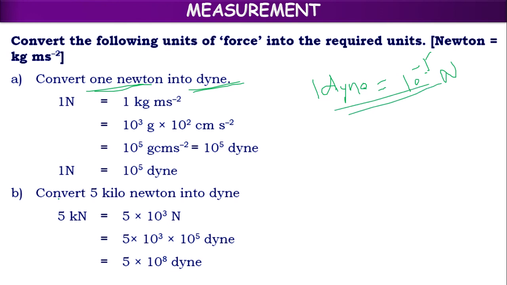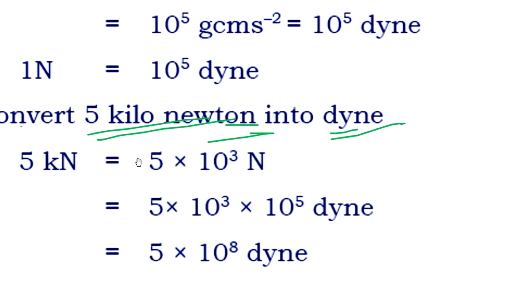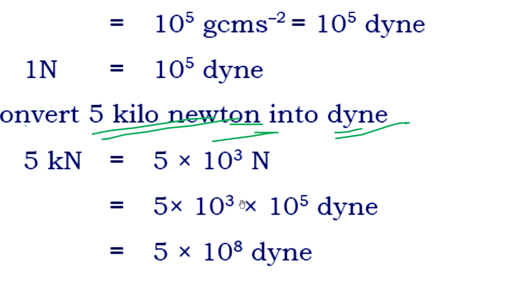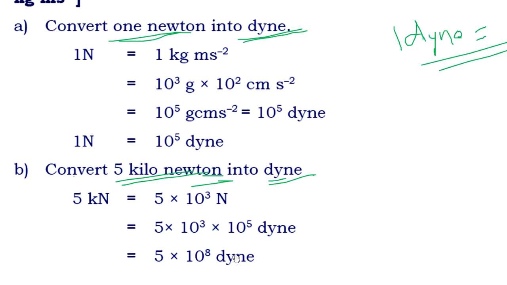Next question. Convert 5 kilonewton into dyne. Kilo stands for 10 cube, children. 5 into 10 cube Newton. 1 Newton equal to 10 power 5 dyne. First for kilo we have taken 10 cube, then for 1 Newton we have taken 10 power 5 dyne. 5 kN means 5 kilonewton. 10 cube plus 5, 10 to the power of 8 dyne. So 5 into 10 power 8 dyne.